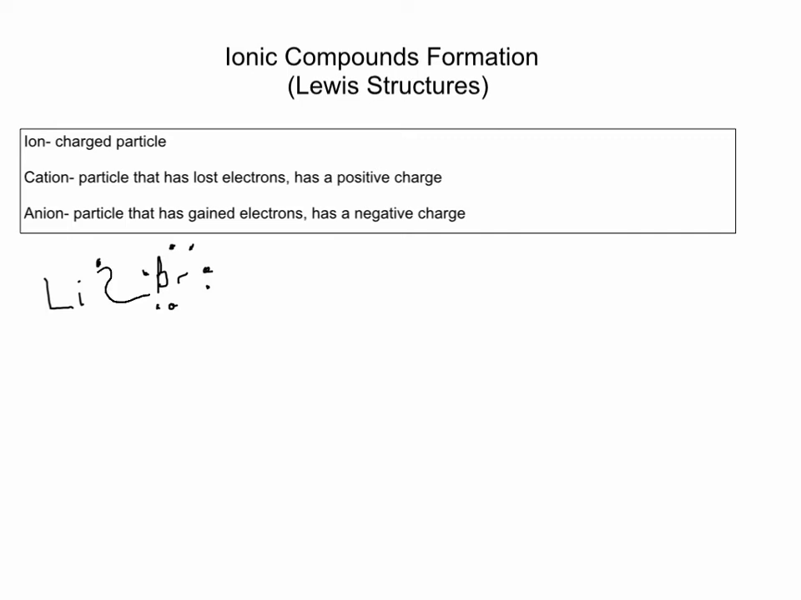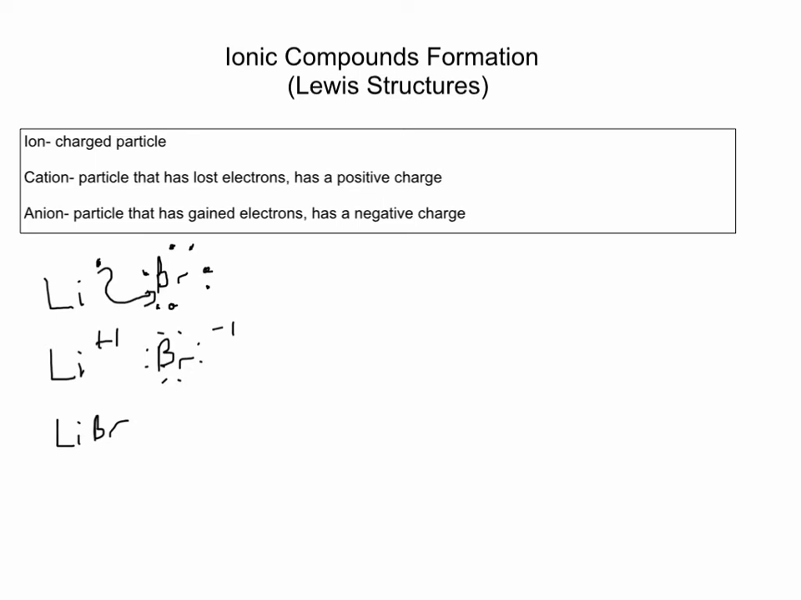Bromine's going to take the electron from lithium, and lithium ends up with a positive charge, plus 1 because it lost an electron. Bromine now has all 8 of its valence electrons, its outside electrons, giving it a negative 1 charge. These charges are opposite signs but equal in absolute value. They're both 1s, and they form a neutral compound. Notice how the ionic compound has no charge.